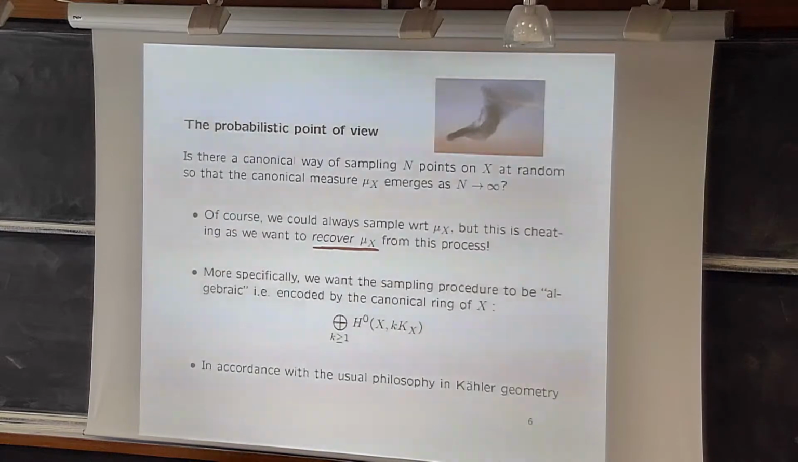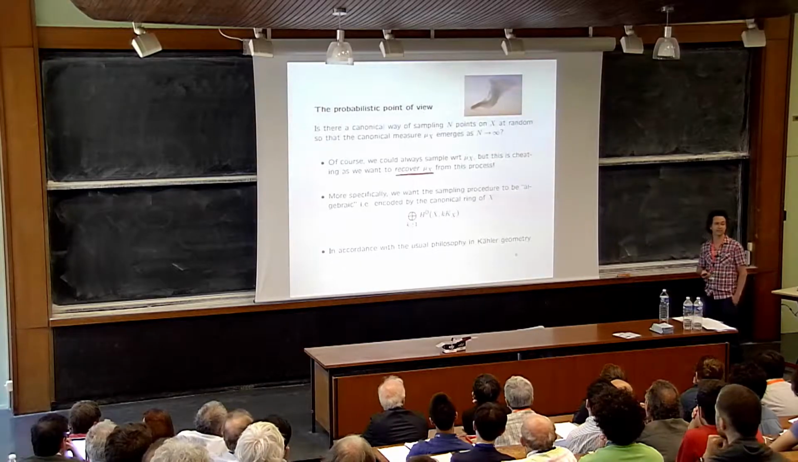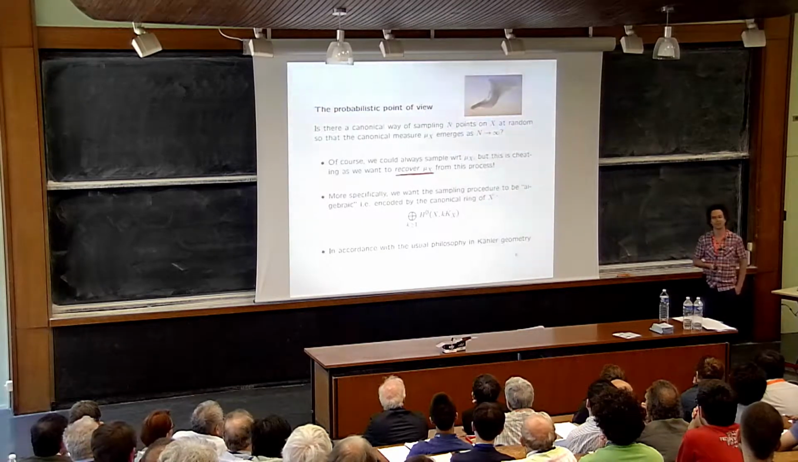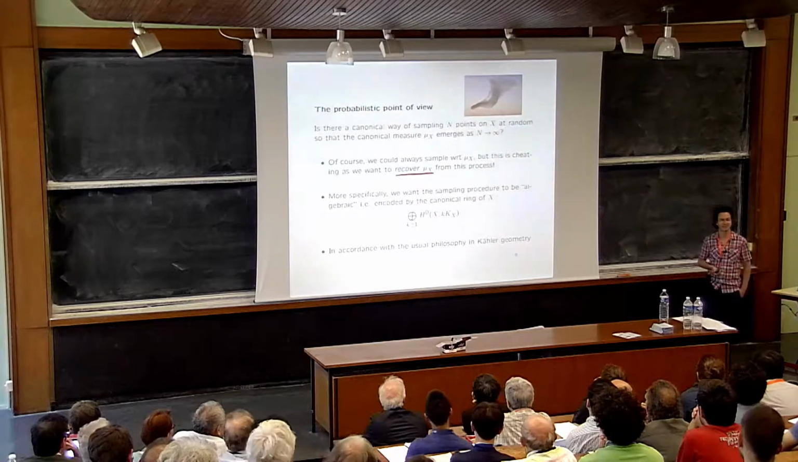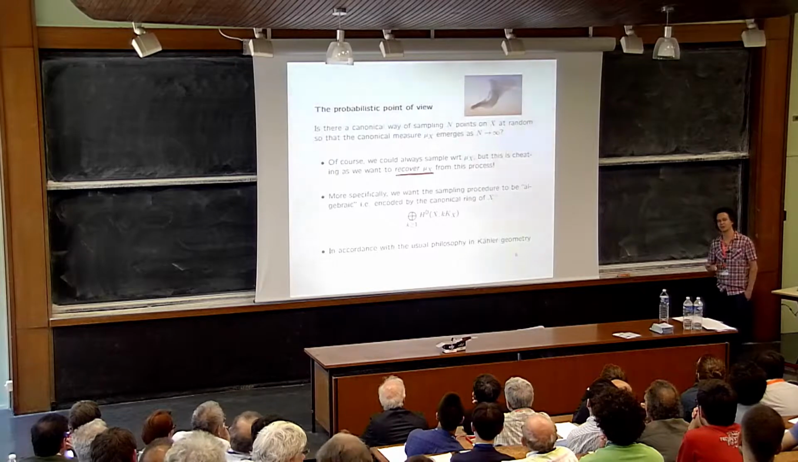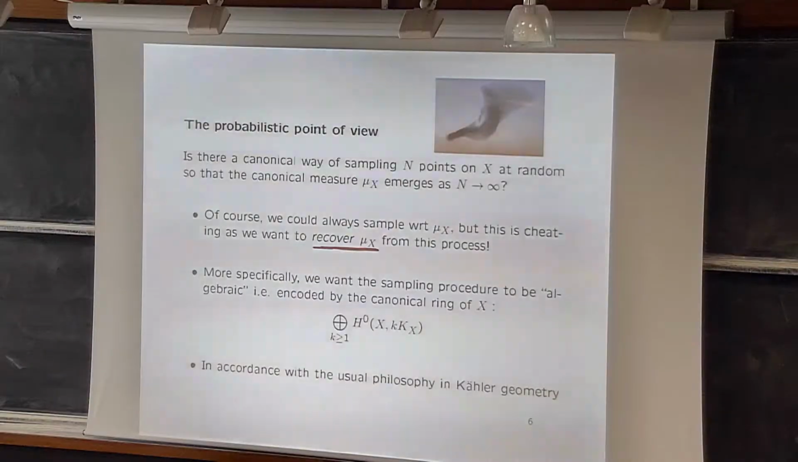Okay, so there is a way to do this, obviously. We could always sample with respect to the canonical measure. Then, guess what we recover? Well, the canonical measure. So we can all go home. I mean, there's nothing to talk about. But then that's cheating, right? Because we really want to recover the measure from this process. We cannot put it in from the very beginning.